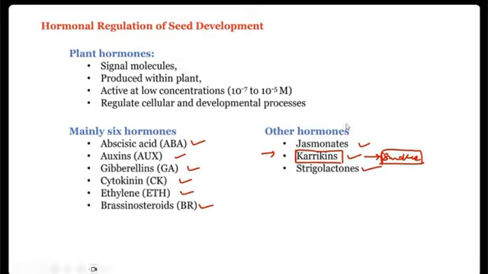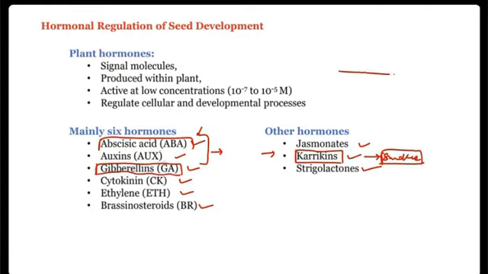Even though I have just written some information regarding these hormones, you can just go through it once. We'll stick our discussion mainly to these 6 hormones, out of which we will discuss ABA and auxin in detail. These are the 2 important hormones which have a role to play in growth and development. But when we consider germination, it is the concentration of ABA, abscisic acid, and GA which will decide whether the seed will germinate or not.